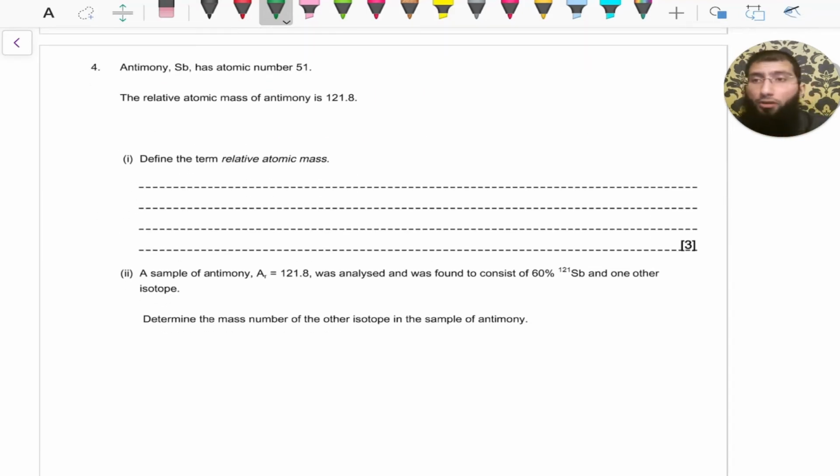Moving on to question number 4. You've been told that antimony has the atomic number 51. You're told that the relative atomic mass is 121.8. This time you're asked to define what's meant by the term relative atomic mass, and you'll see that it's worth 3 marks, which is quite a lot for a definition.